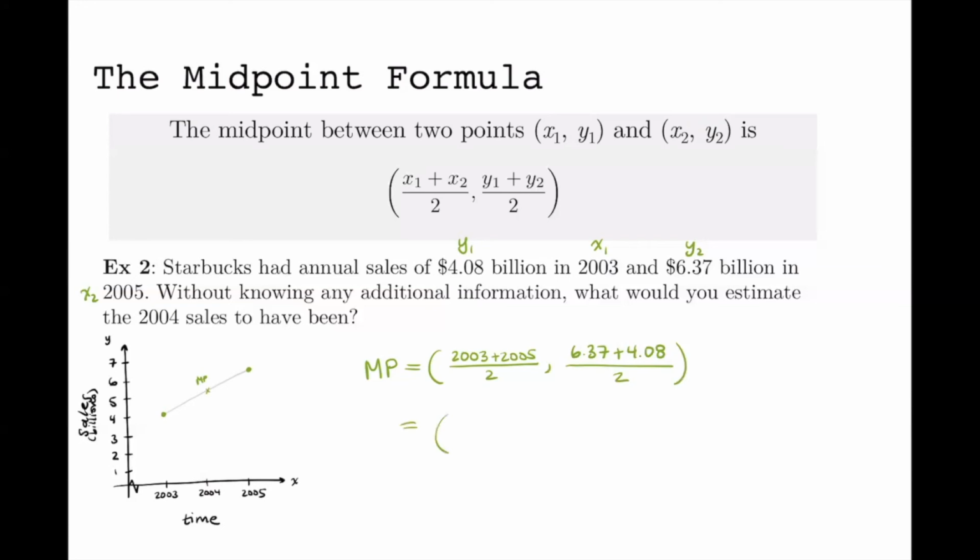Now, if you add 2003 and 2005 and then divide that by 2, you will in fact get 2004. And if you add 6.37 plus 4.08, and you divide that by 2, you should get 5.225. So this is what we're looking for. A good approximation for the sales in 2004 would be about $5.225 billion.